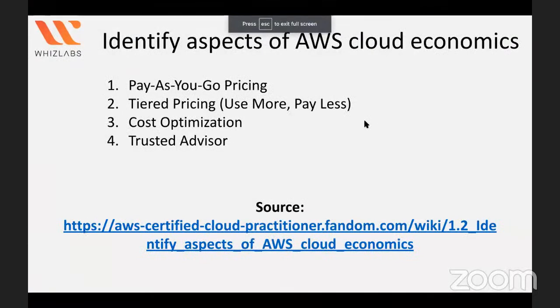Okay, now let's identify the aspects of cloud economics, which is our subdomain 1.2. When it comes to billing, AWS has four things that you can manage. The very first is the pay-as-you-go pricing model, where you have something like, let's say, Lambda. If I'm running 1,000 lines of code or 20 lines of code, I only have to pay for what I use.